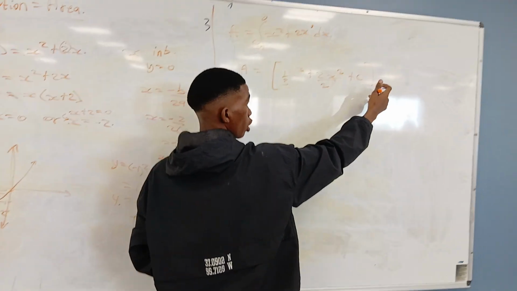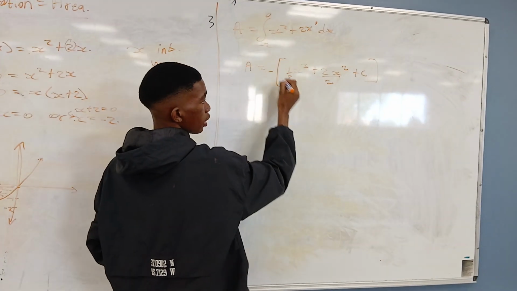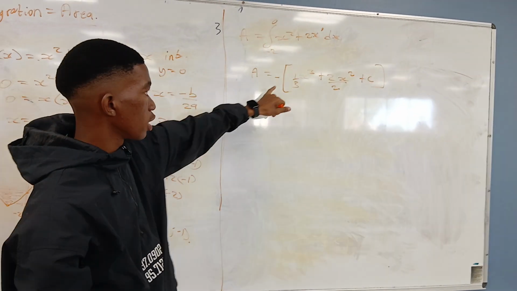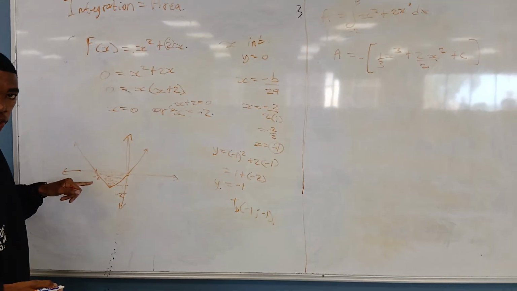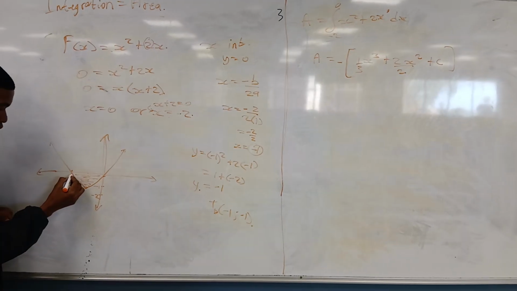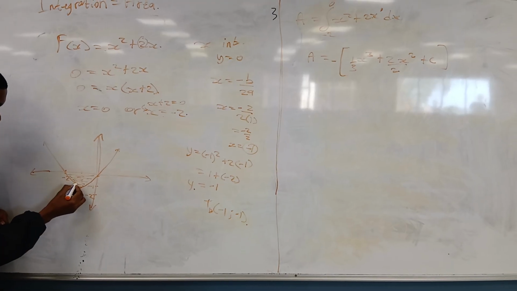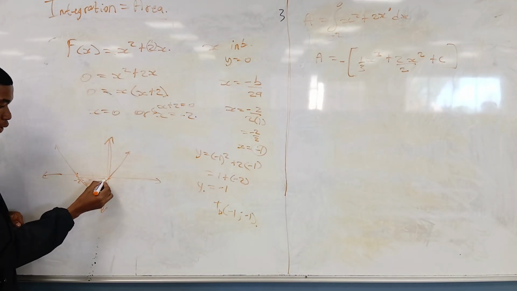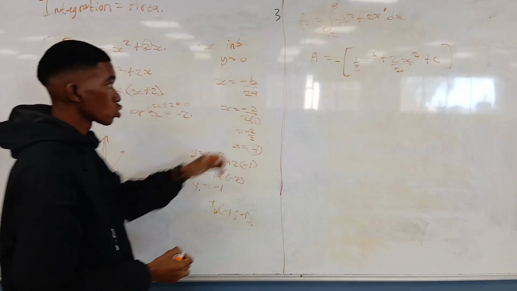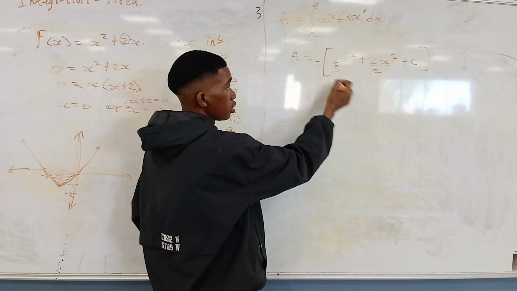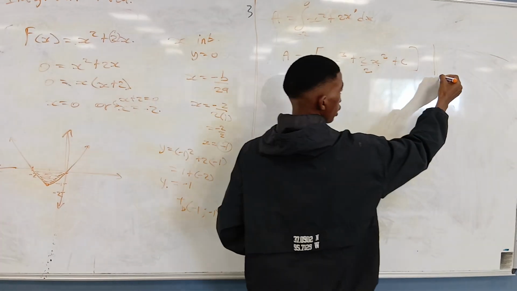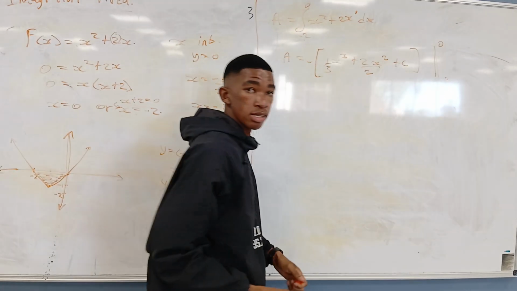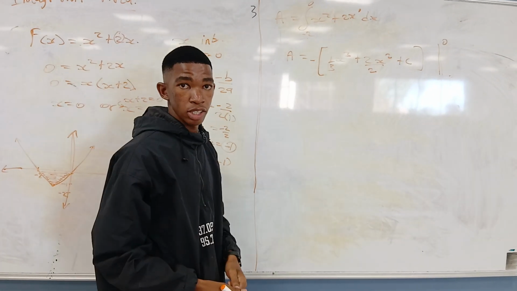And then we are going to say this is negative. The reason why we're saying this is negative here is because of where the area is. The area is where our graph is negative. So now we're going to say it's negative. Then here we're going to insert our limit, our initial being -2 and our final being 0. I hope we are still together.